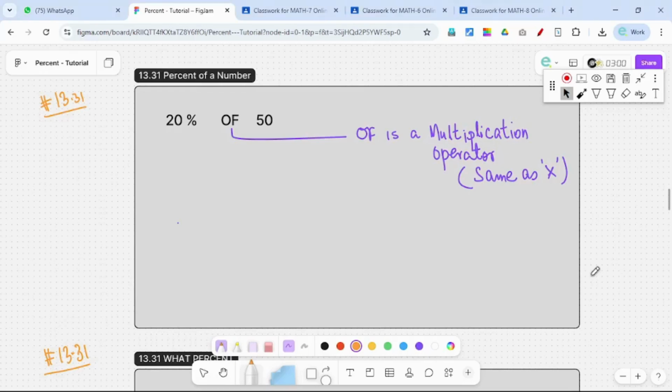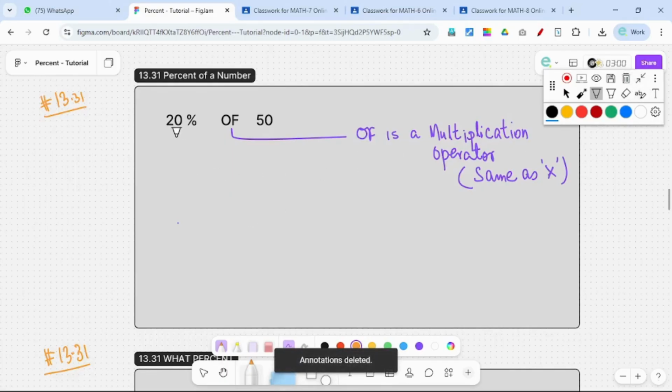In this tutorial video, we are going to learn about percent of a number. So we will be doing some exercises involving the of operator. For example, if we have to calculate 20% of 50, you have to understand this of operator.